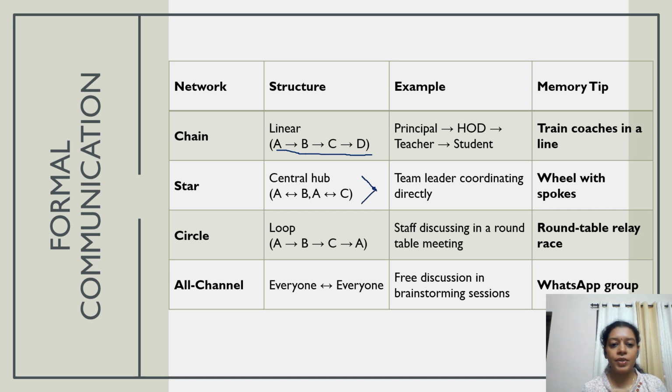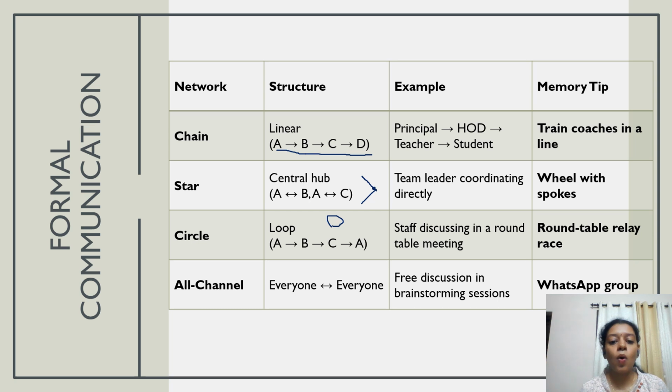That's a central hub, the star network. The team leader is coordinating directly, so it's a wheel with the spokes. Okay, and the third one is the circle network. It's like a loop, from person A to B, B to C, and returning from C to A, in a circular manner. The staff discussing in a round table meeting is an example. So the memory tip is round table relay race. That's the network called the circle network.